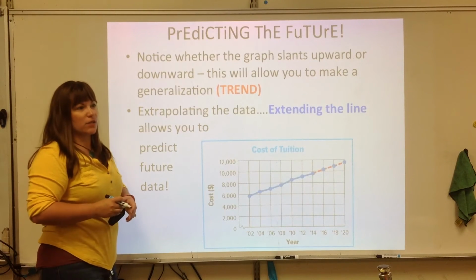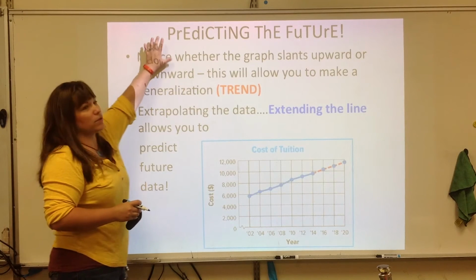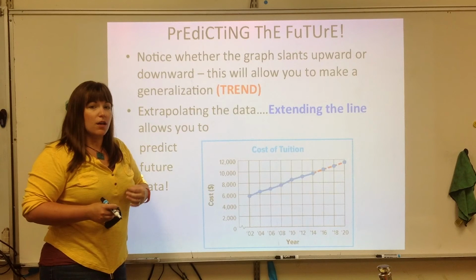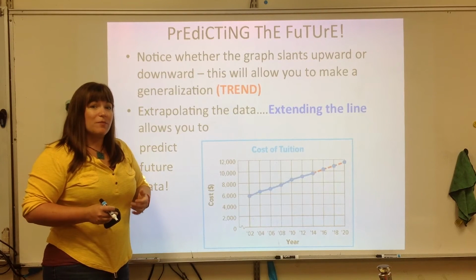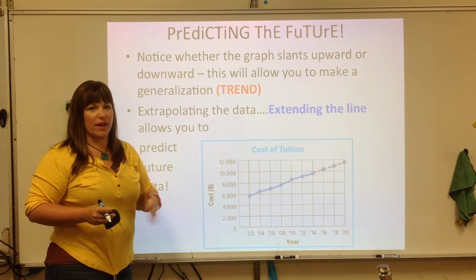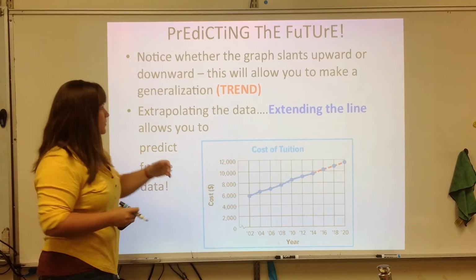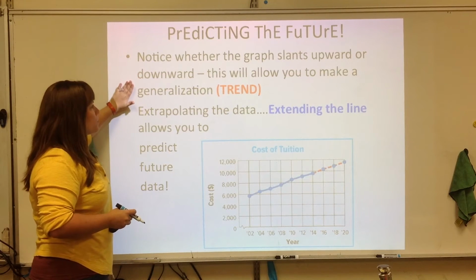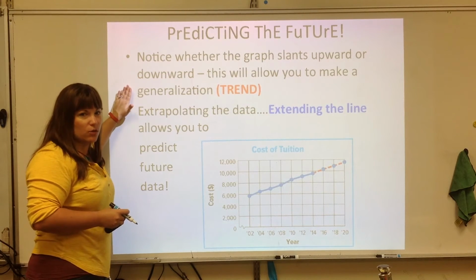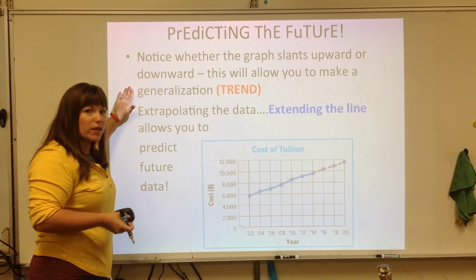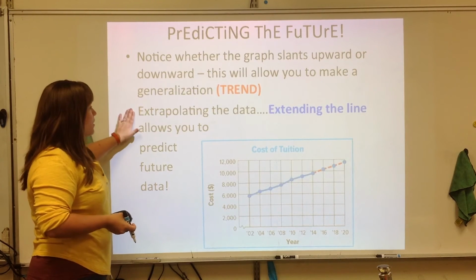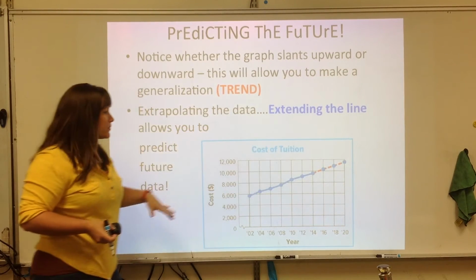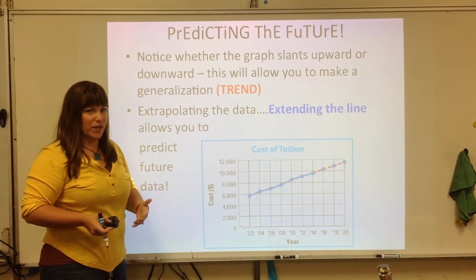So the last thing we have to talk about is how to predict the future. Line graphs are neat in the fact that they can actually talk about trends and patterns, and you can take that trend and pattern and extend it into the future. So you have to notice whether it's slanting upward or downward, and this will allow you to make that generalization, or what is the trend, which direction is it going in. This is the fancy word extrapolate, which means extending the line, and it allows you to actually predict the future.